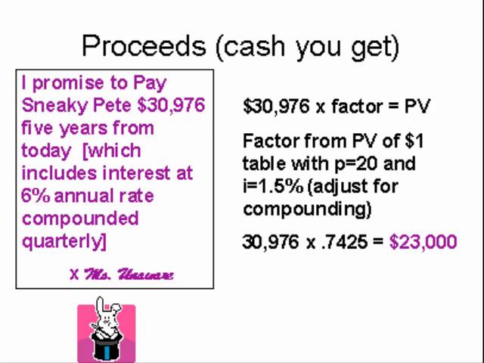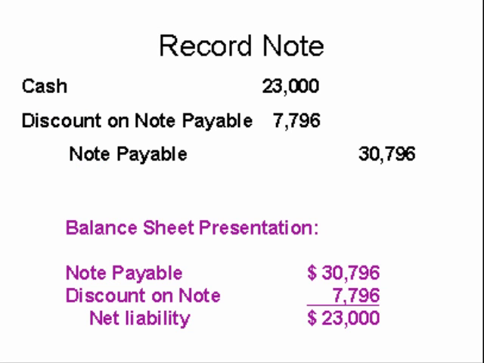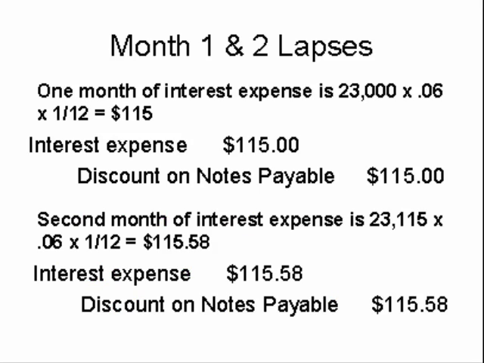Good. Did you get 23,000? Did you go to the present value of a dollar table and figure that out? Okay, now record your note. That's right, your cash of 23,000, your repayment amount of 30,000, the difference being the interest to be earned over the life of the note going in the discount account.